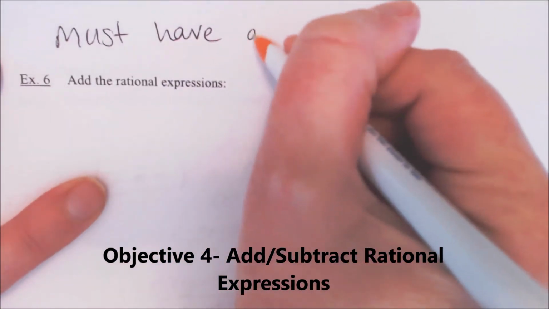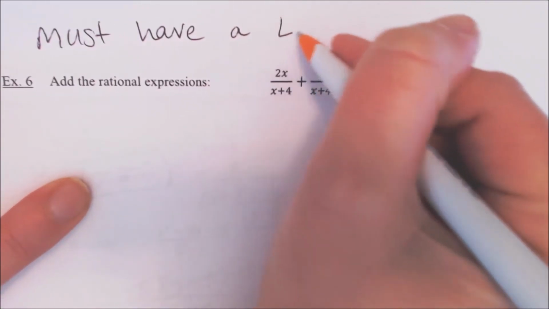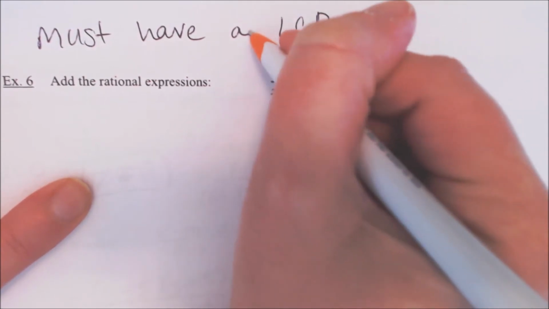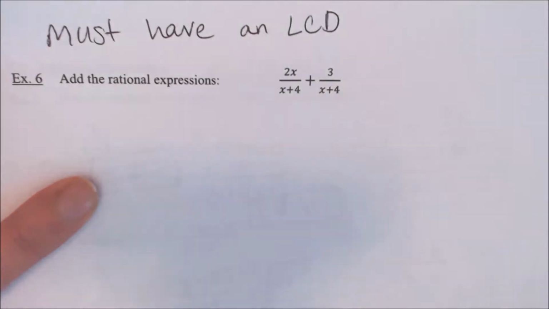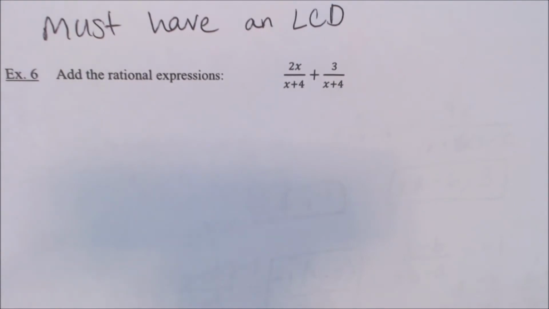So must have a common denominator. We usually call it an LCD, a least common denominator, so they must have an LCD. If you look at this first fraction, we're adding 2x over x plus 4 plus 3 over x plus 4. So what do you notice right off the bat? They have a common denominator. So I don't have to do anything special. I can just add them together.